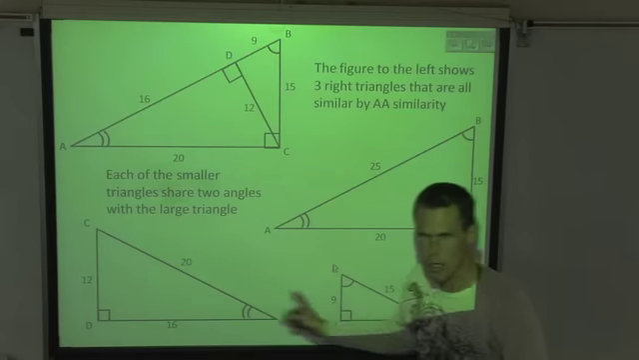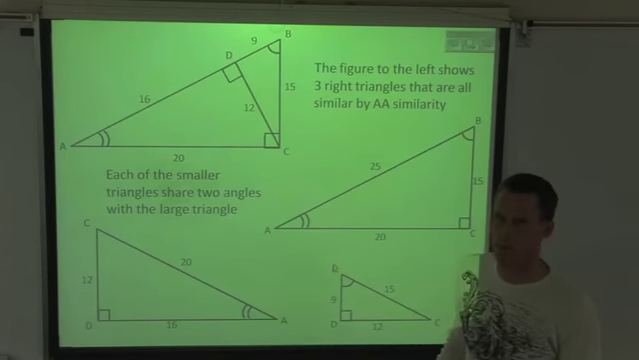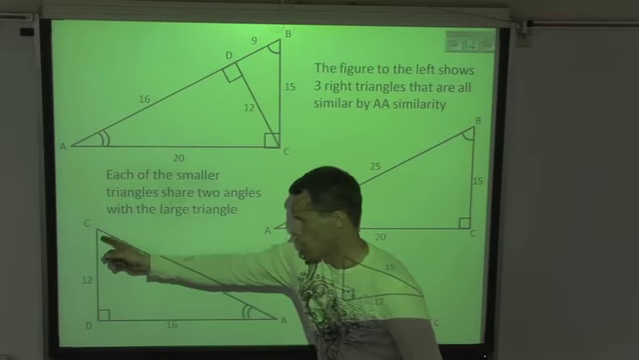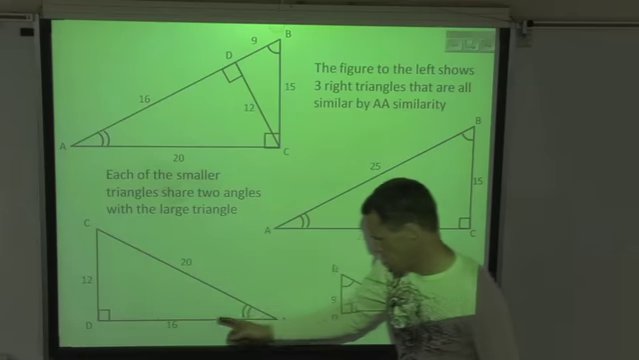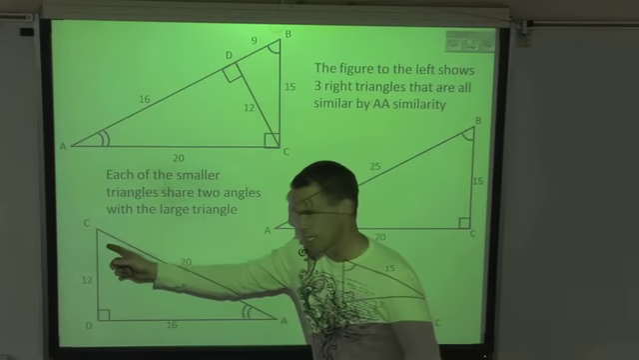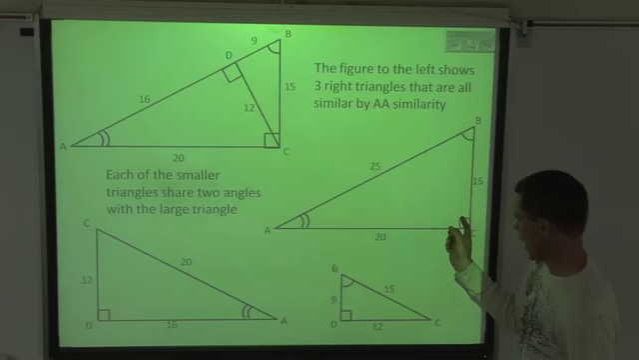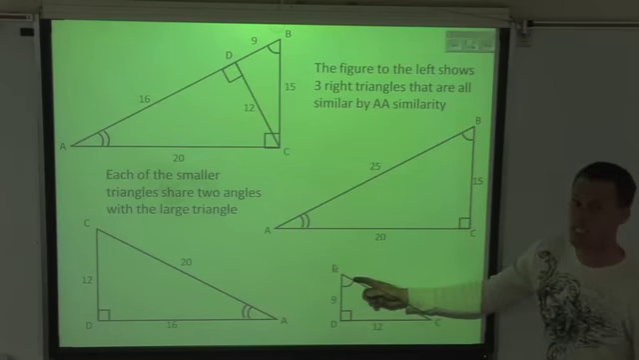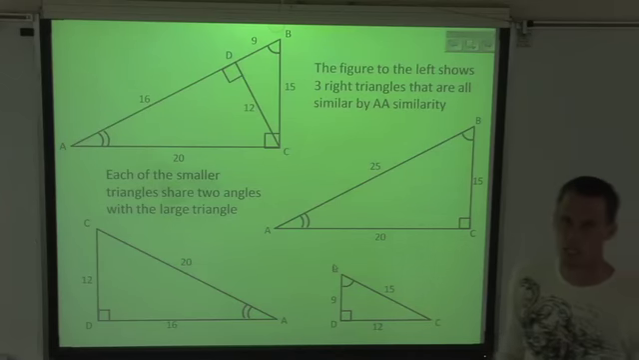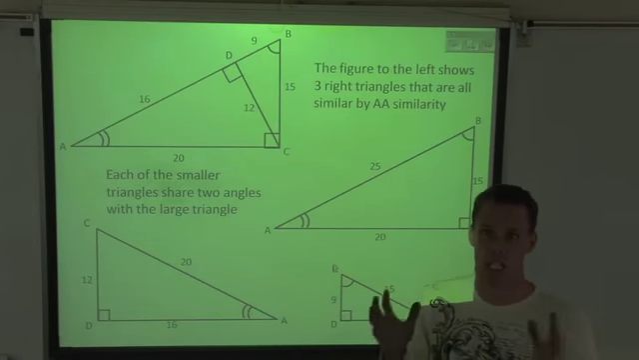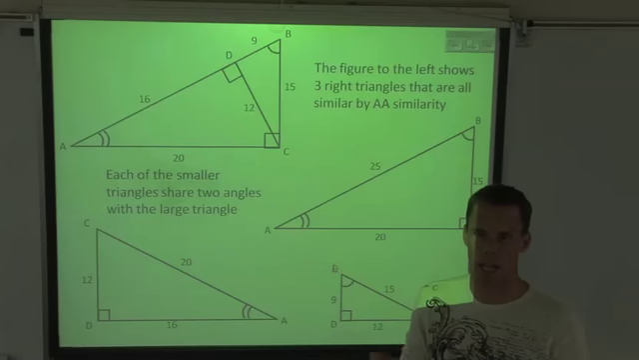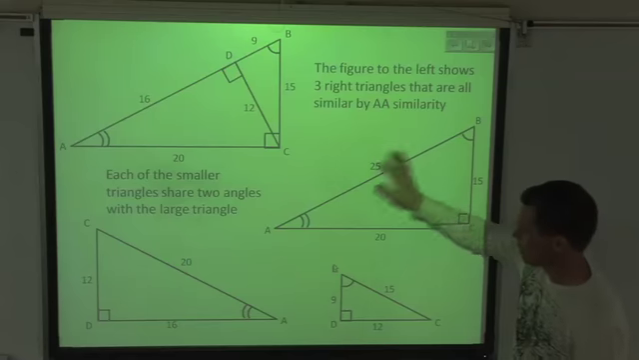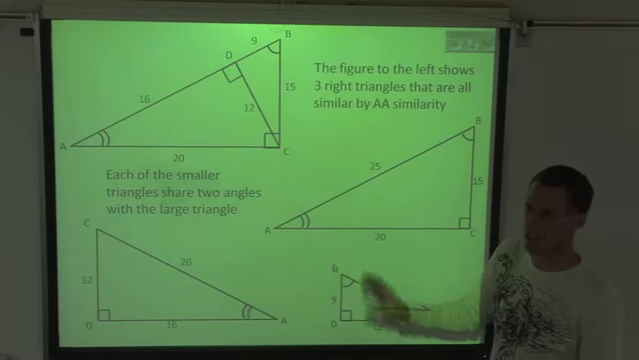Now these 2 don't appear to have angle similarity, but we must remember that if 2 angles are congruent, then the third will be. If this is 90, this is 30, this is 60. 90, 30, 60. 90, 60, 30. So the point of this slide was just to see there are 3 triangles and they are all similar. Large, medium, small, all similar.